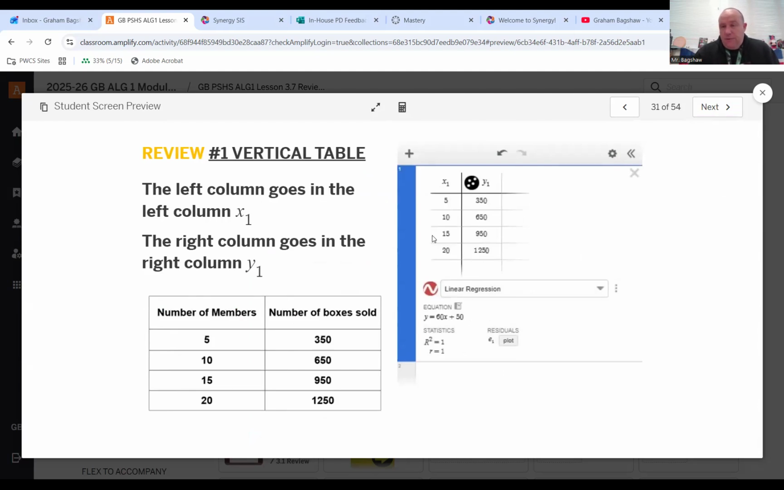So just a quick review of the 4 different methods. The vertical table is probably the easiest one. So you can see the numbers 5, 10, 15, 20, and I got the same numbers here, my y values, and then click on linear regression and it'll give you the answer. So that one's probably the easiest one to type in.